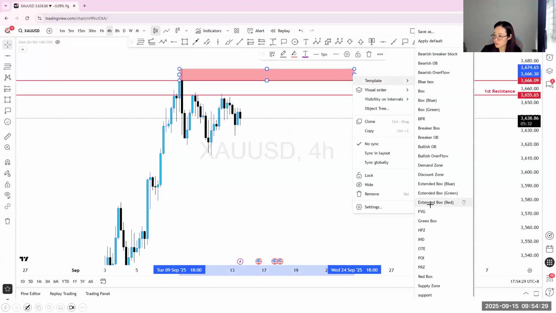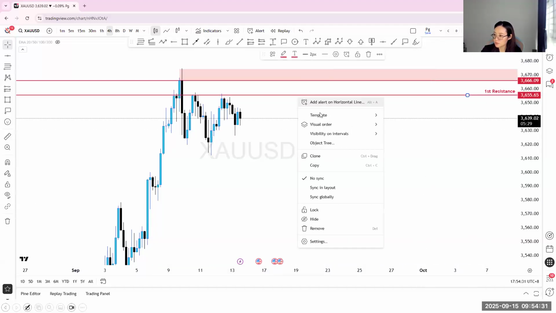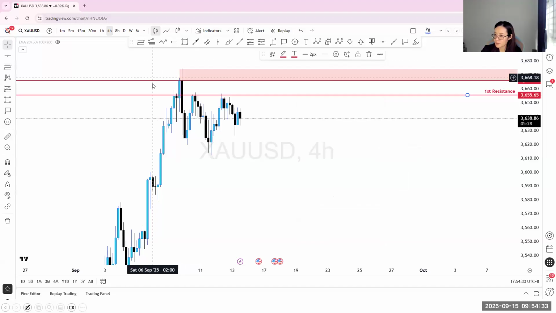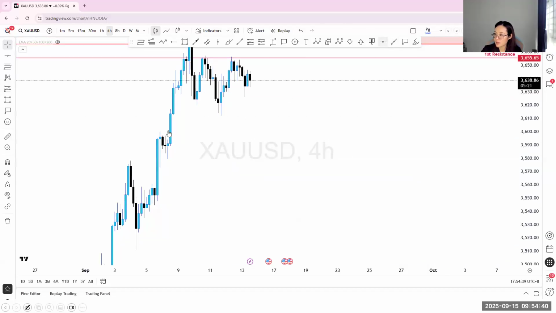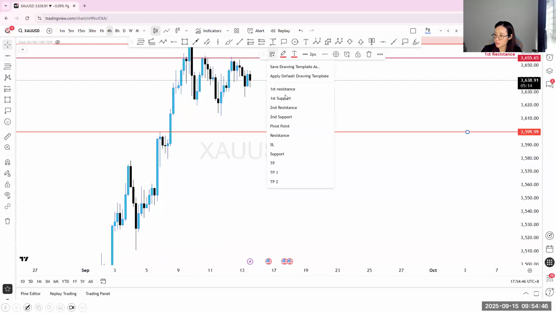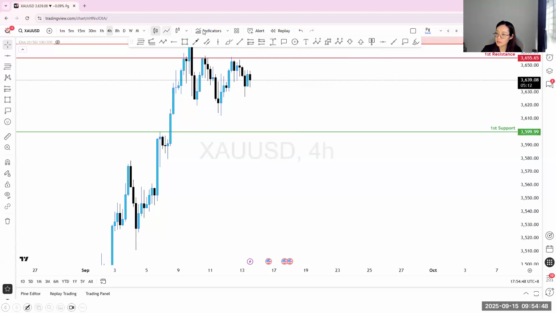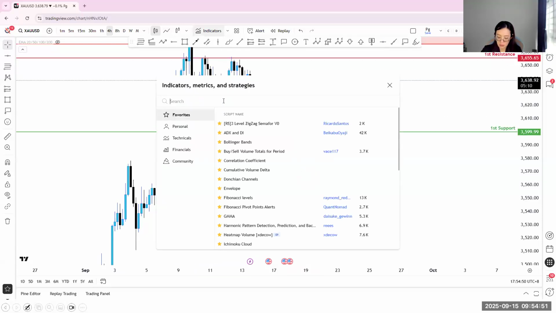This is the first resistance. This is the second resistance level. And this is my first support. Now I'm going to pull out the EMA 200.